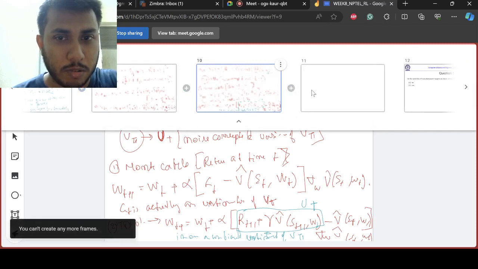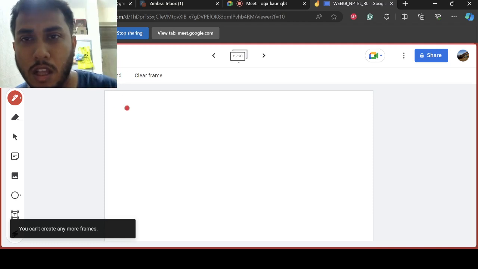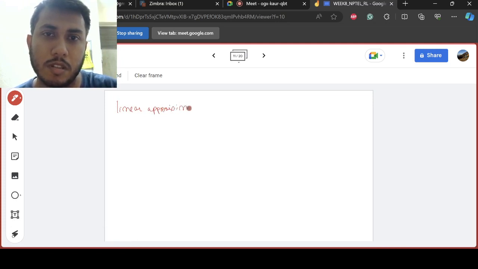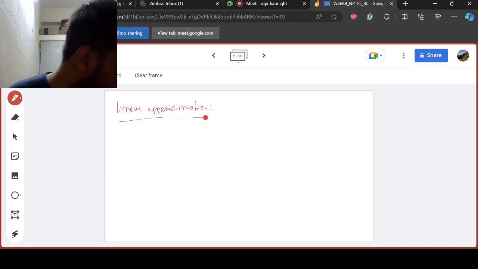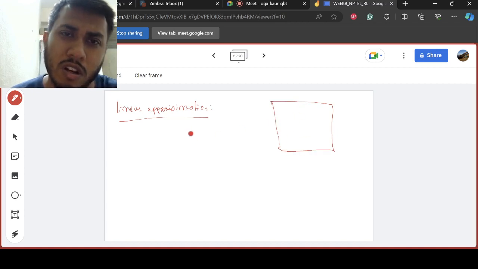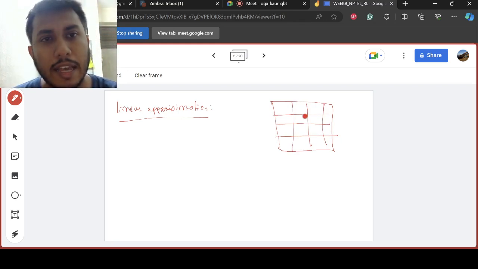Now let's come to the next part, which is linear approximation. So again we will come back to the concept of generalization. Suppose you have a grid like this. Suppose you have a 4 cross 4 grid.